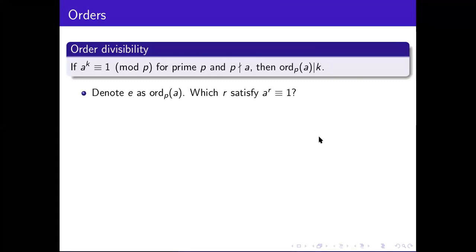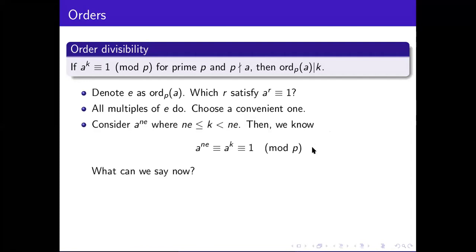So first, let's denote the order as e. Which r satisfy a to the r is equivalent to 1? Obviously e does. Can we name some other easy ones which also satisfy this? Yeah, sure, all multiples of e. So we're going to choose a convenient multiple of e. This is very similar to what Aditya did in the previous question.